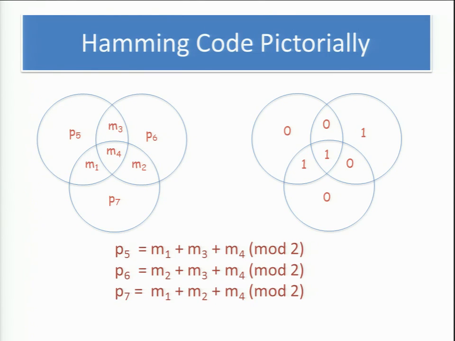M4. Suppose the messages were of this form, which is 1, 0, 0, 1. So that is the message, and you have to generate parity for this. So P5 is 1 plus 1, 0. P6 is 1 plus 0, 1, and P7 is 1 plus 1, 0. So this is a code word. The message has been mapped to a code word. A 4-length message has been mapped to a 7-length code word.